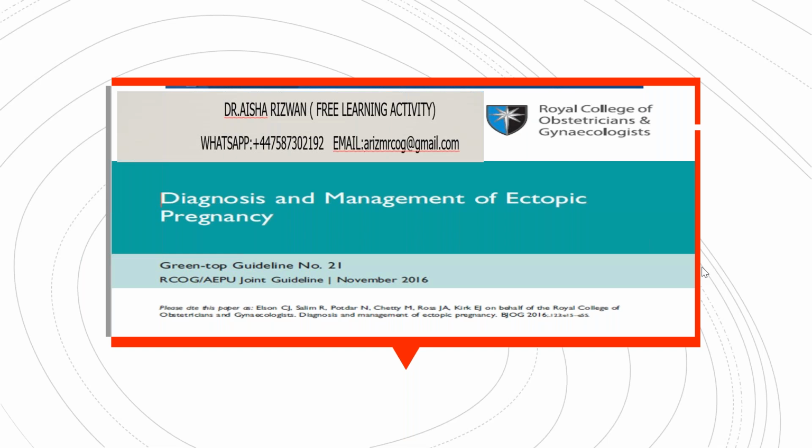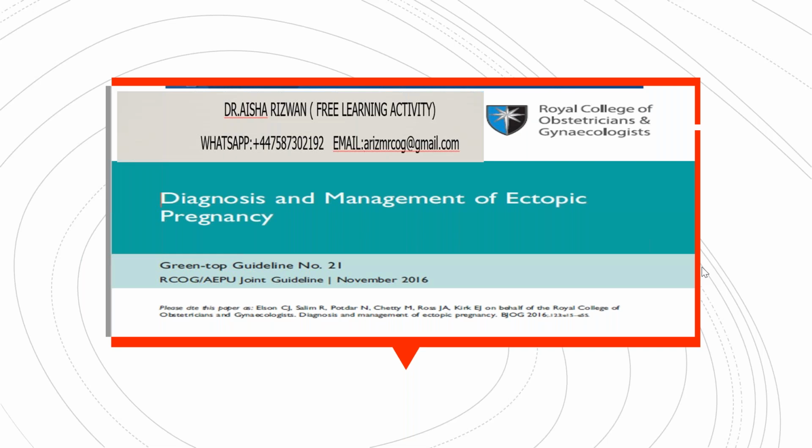Alloimmunization has been reported following ectopic pregnancy, and 25% of cases of ruptured tubal ectopic pregnancies are associated with a significant number of fetal cells in the maternal circulation. That is one thing, okay? So it is recommended. NICE recommends only offering anti-D prophylaxis to those who are undergoing surgical management, but this is contrary to the British Committee for Standards in Haematology guidance. That is one thing, okay.